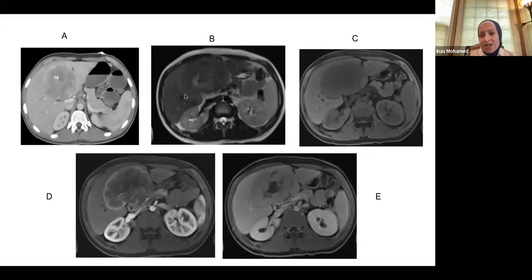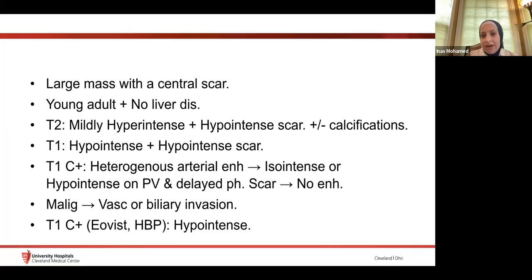And then, as you see here, T2, it's heterogeneous. We have this central scar in there, and it's progressively enhancing, and the scar is actually hypo-enhancing on the delayed phases. Actually, this was fibrolamellar HCC.